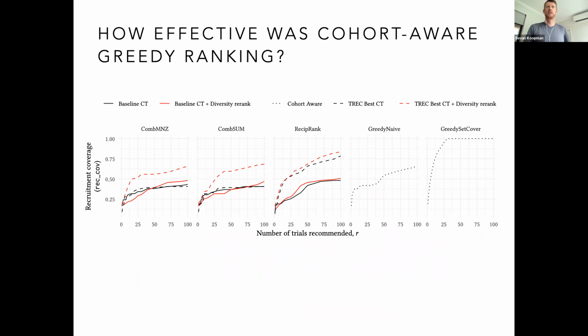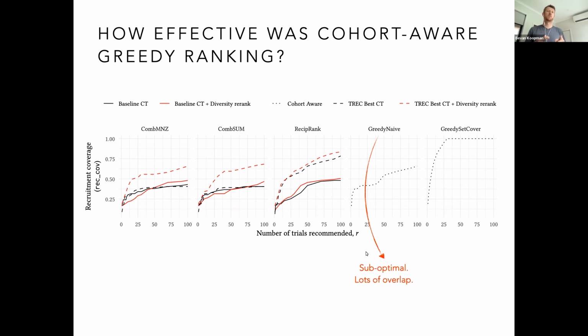Okay, so now let's look at the greedy methods. Once again, same plot, I've just added the 2 greedy methods here as well. And there's a few things to note. First of all, the greedy naive approach was pretty poor. It's well below even these fusion methods. And what that is telling us is that there's high overlap in terms of the trials being relevant to the same set of patients, of the same queries.